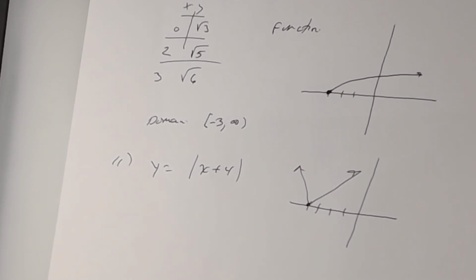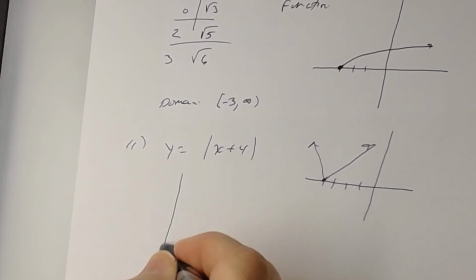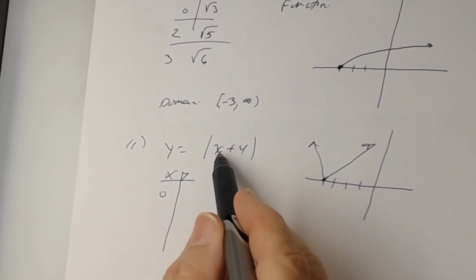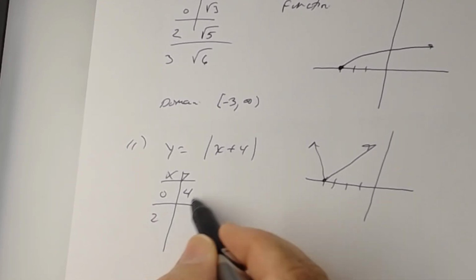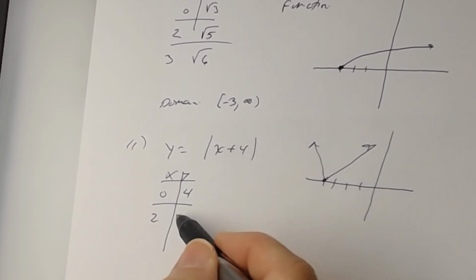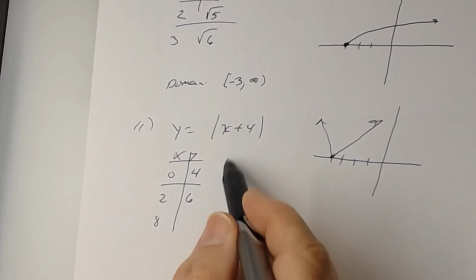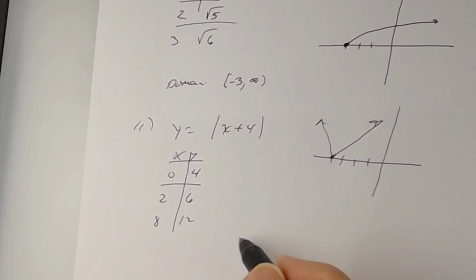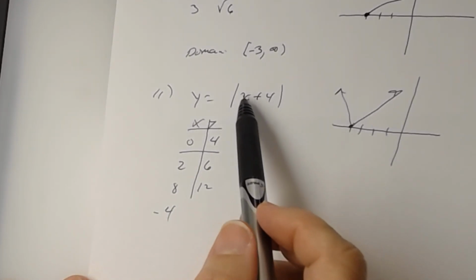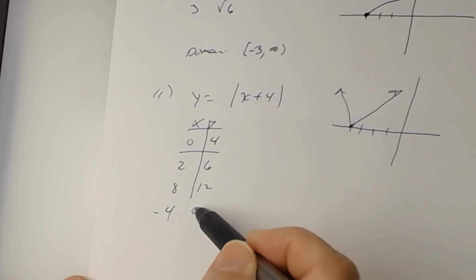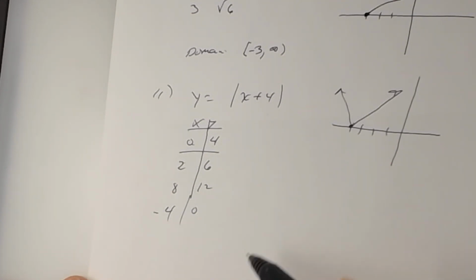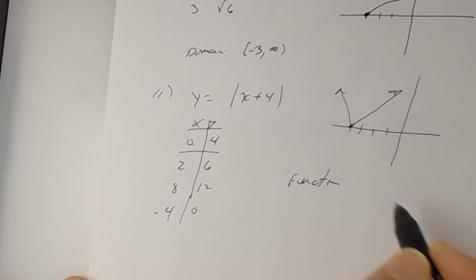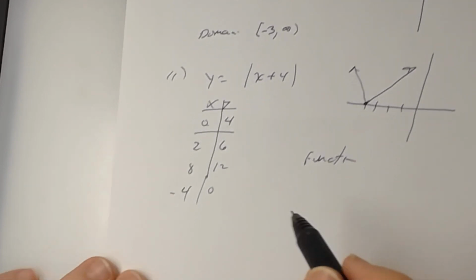Even if you did not know that the graph was a V, what should you have done? T-table. So look at this in terms of an ordered pair. When x is 0, I get the absolute value of what number? 4, which is what? 4. When x is 2, I get the absolute value of 6, which is what? 6. When x is 8, I get the absolute value of 12, which is 12. When x is negative 4, I get the absolute value of what? 0, which is 0. So notice for each of those x values, I get how many y values? Just 1.